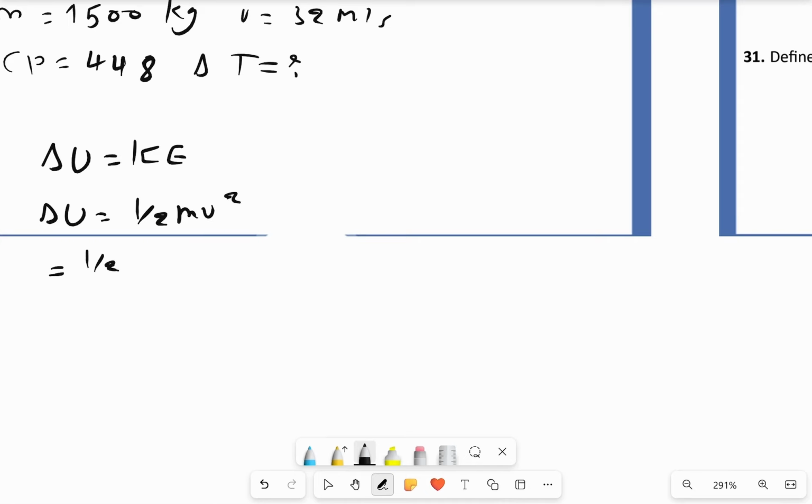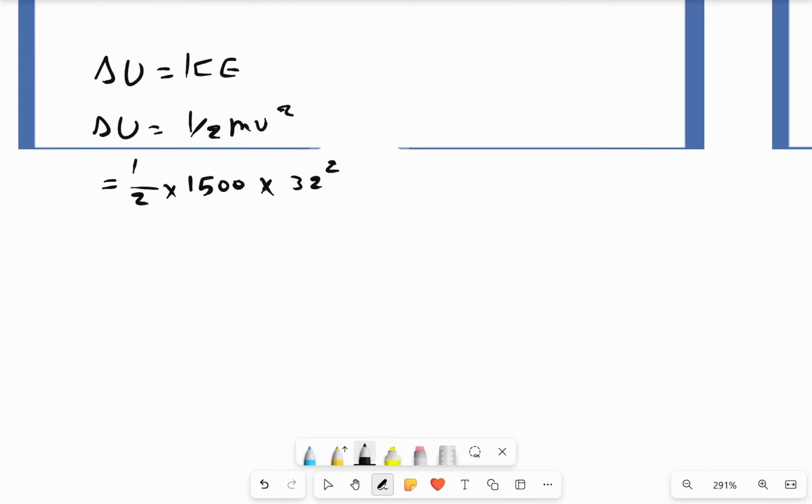Then this is equal to what? 1 over 2 times the mass. Let me do this better. So we have 1 over 2 times 1500 times 32 squared. Then this is going to be equal to what? Calculate all of this, and you should get 768,000 joules. Okay, this is delta U.